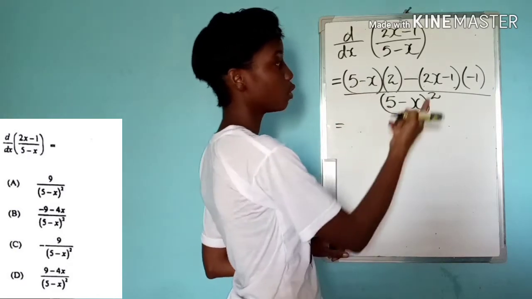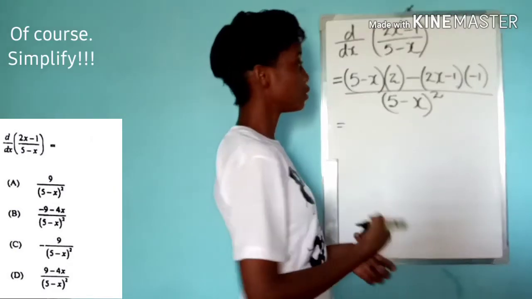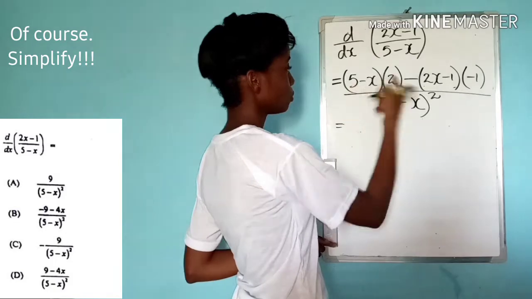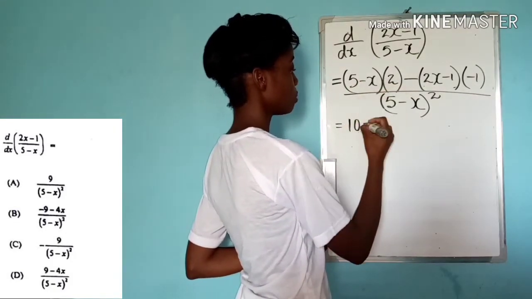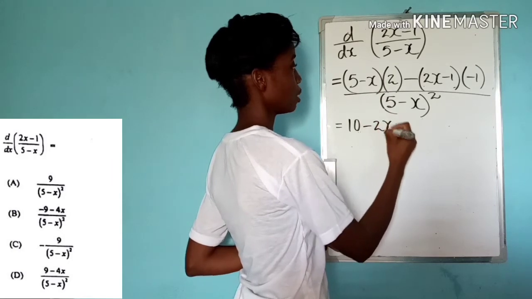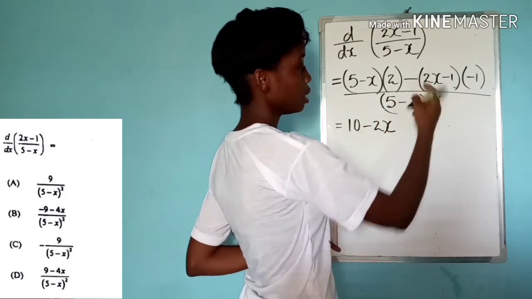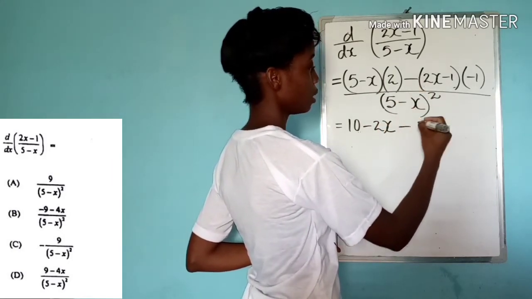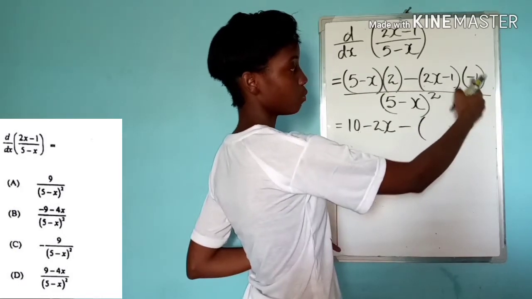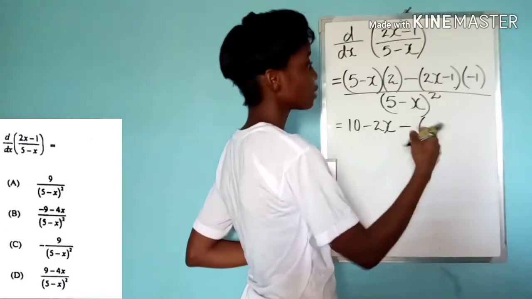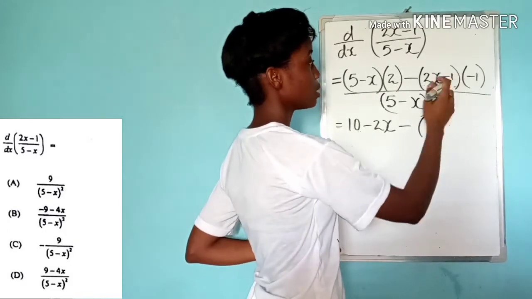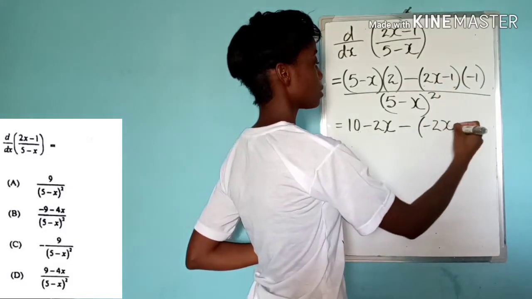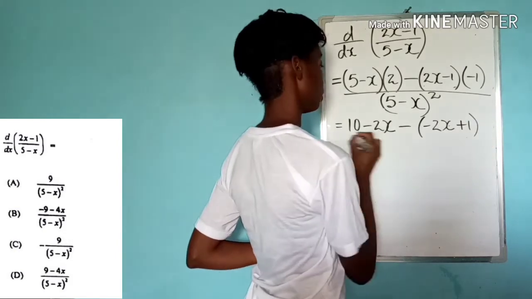All right. And so what we will do now is to simplify our numerator. 5 times 2 is going to be 10. Negative x times 2, negative 2x. And this is going to be, let's say, negative. Let's use the negative 1 to multiply our bracket first. Some persons like to take it one step at a time. So here we go. This is going to be negative 2x plus 1.